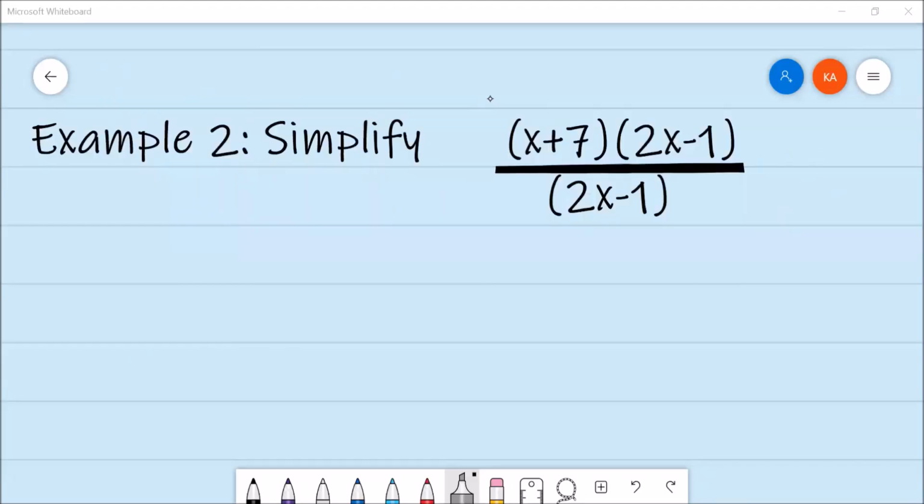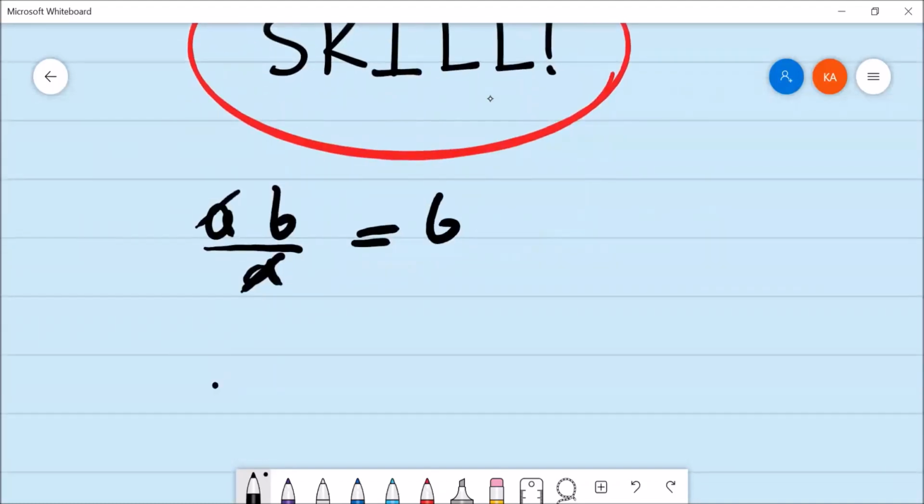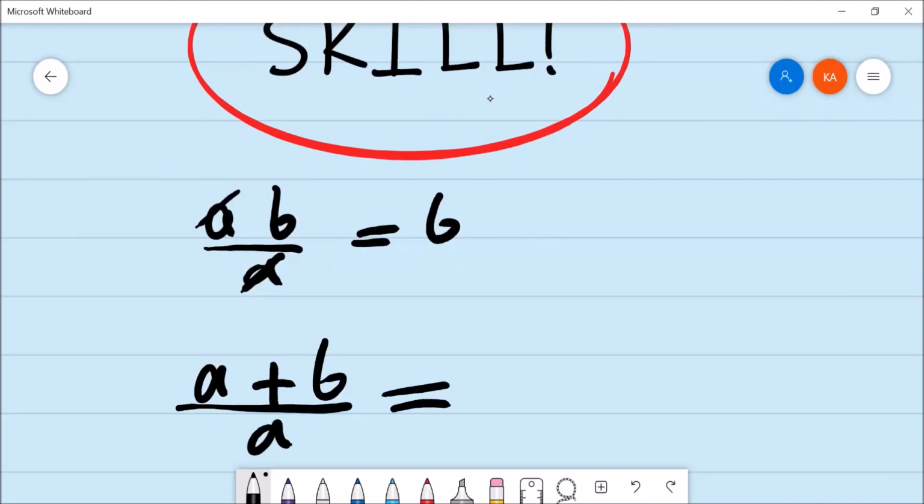Example 2. Simplify (x + 7)(2x - 1) over (2x - 1). To solve this question, the skill that you need to know is that A times B over A equals B, because A goes with A. But we can't say that A plus B over A equals B.